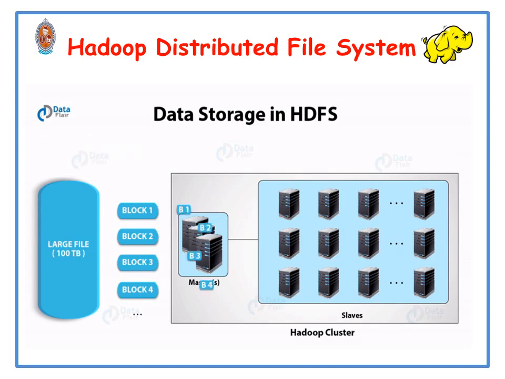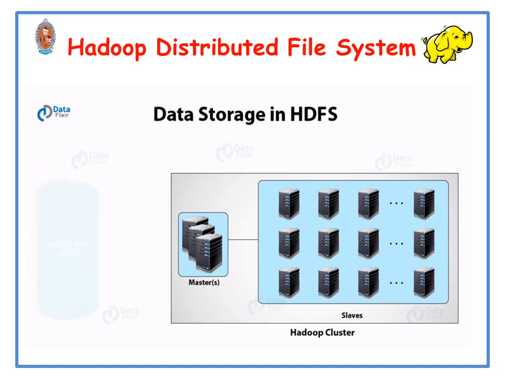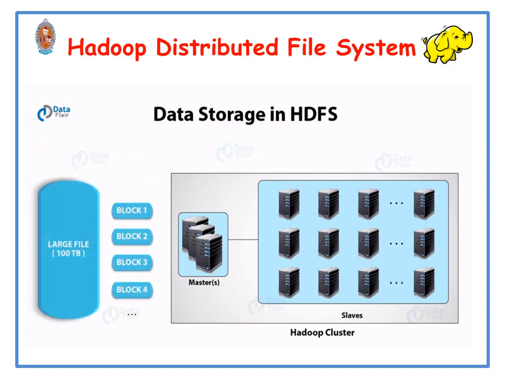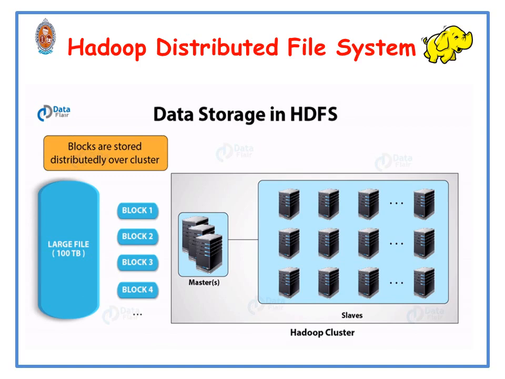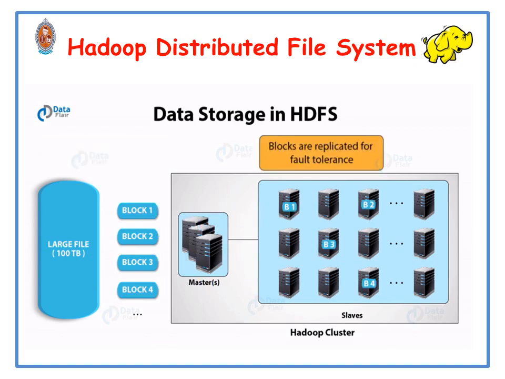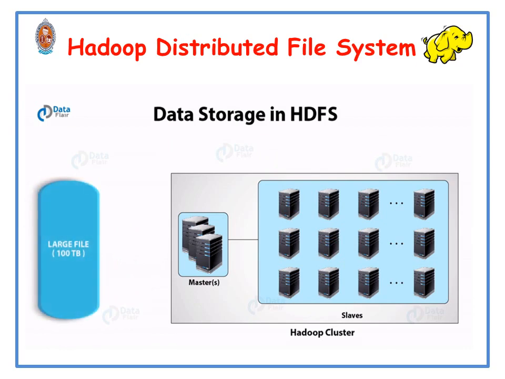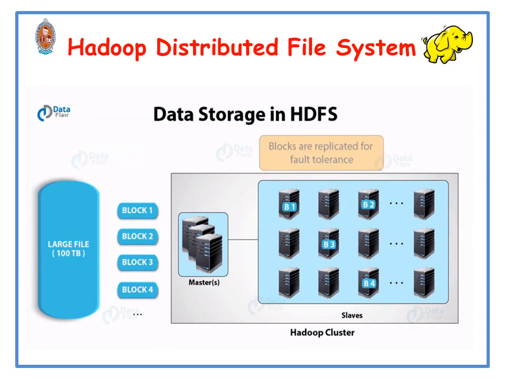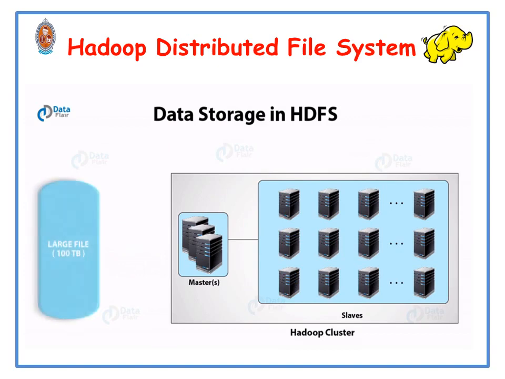Files in HDFS are split into blocks before they are stored in the cluster. The size of the blocks is 64 MB or 128 MB. The blocks belonging to one file are stored in different nodes. Blocks are replicated to ensure high reliability. We can see in the slide how 1 TB of data is divided into blocks. These blocks are stored in the cluster of nodes.